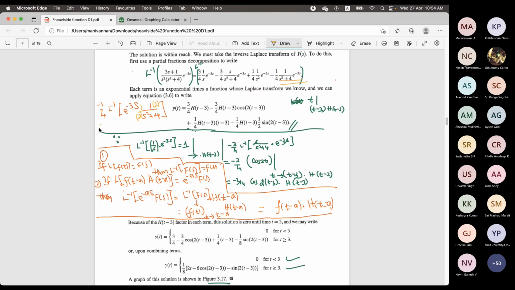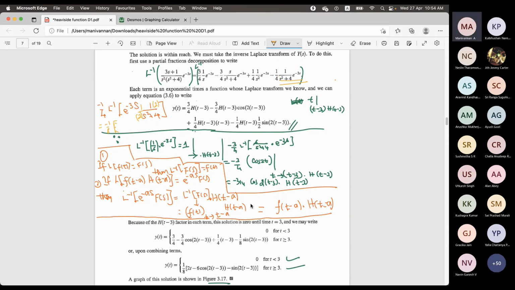Yes, sir. So this can be written as: already here it is minus 1 by 4, here 1 by 2, so minus 1 by 8 L inverse of e raised to the power minus 3s, which stays fixed. So 2 L inverse of 2 divided by s square plus 4 is what? Sin 2t, right? Yes, sir.